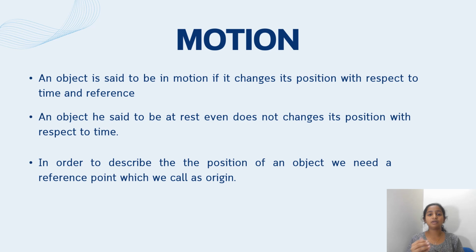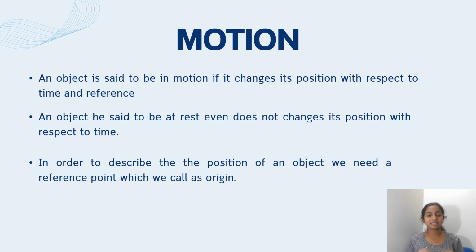Then what about if it does not change its position? If an object is remaining at the same position even after a couple of time, then we can say that the object is at rest. So an object is said to be in motion if it changes its position with respect to time and a point of reference, and an object is said to be at rest if it remains at the same place, that is if it does not change its position with respect to time.